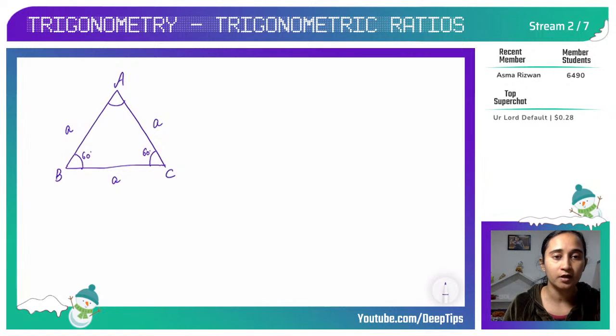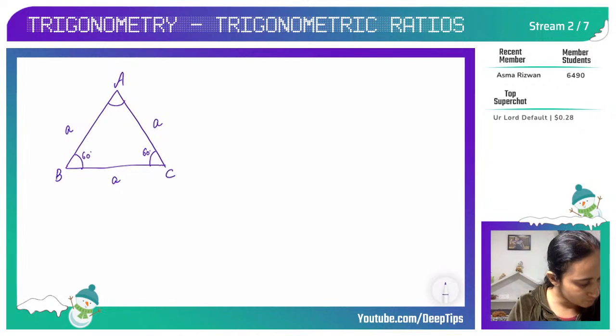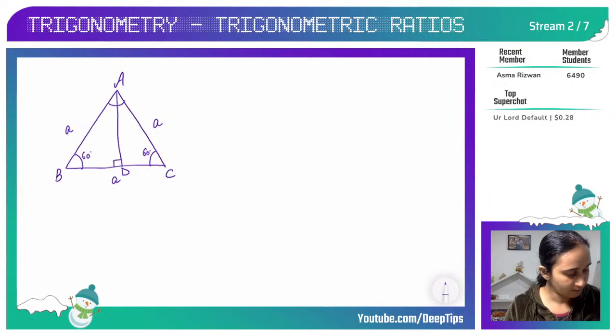But now when I'm talking about trigonometry, I need a right angle, right? I need a right angle triangle. So how do I get that? I can drop a perpendicular. So let's drop a perpendicular from A on side BC. Let's say AD is my perpendicular. Okay, so I got two right angle triangles.